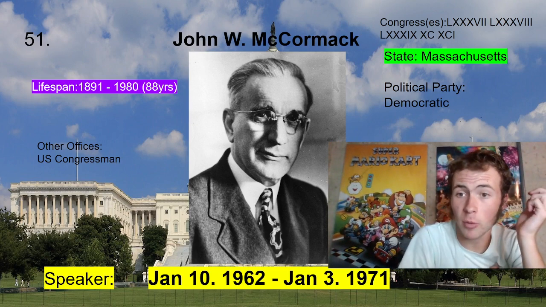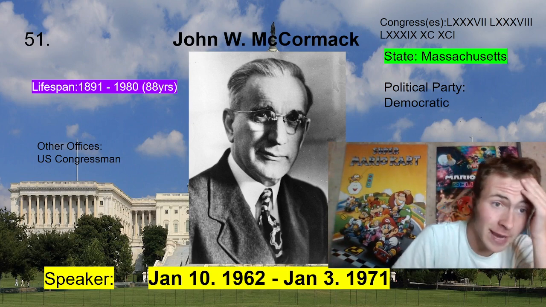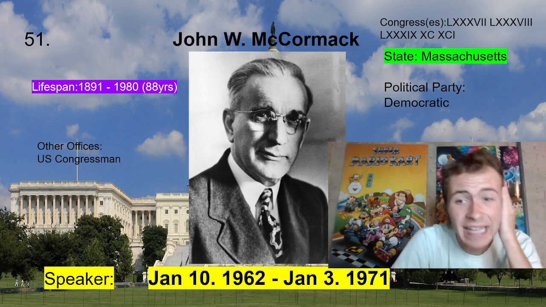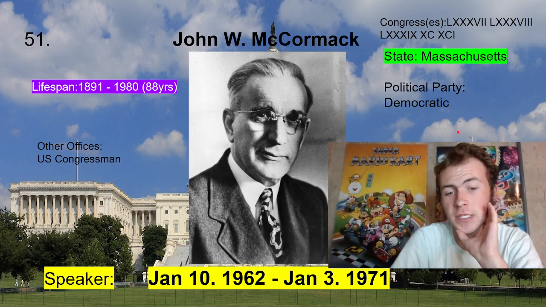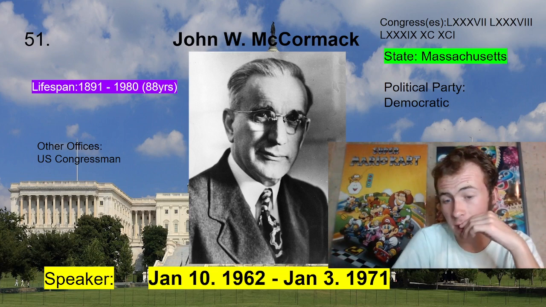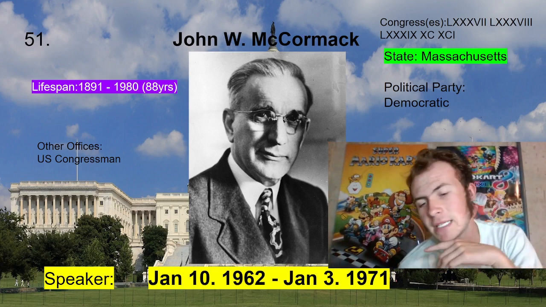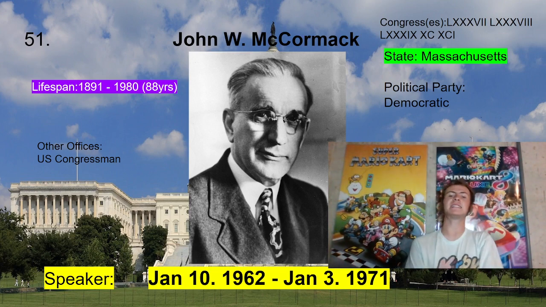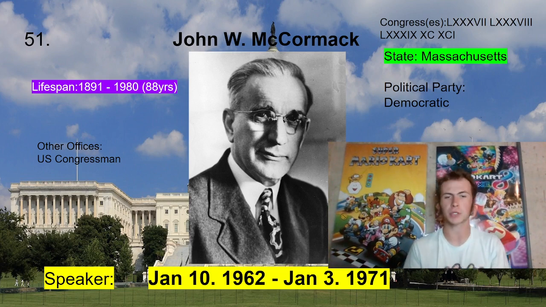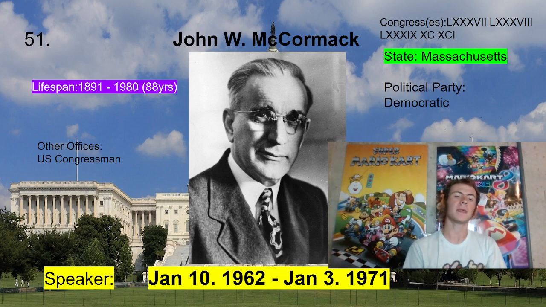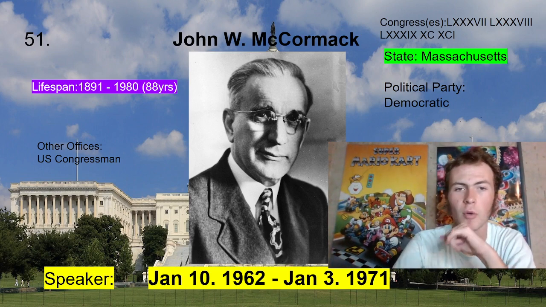Next up is John W. McCormack. McCormack was in there for a long time. He lived from 1891 to 1980, 88 years. He was a Democrat from Massachusetts, and there were a lot of Massachusetts and Kentucky speakers. He was in there from 1962 to 1971, presiding over the 87th, 88th, 89th, 90th, and 91st Congresses. So he eventually was used as a replacement for Rayburn, but then he was reelected 4 more times. So that's pretty cool. John McCormack, Speaker of the House.